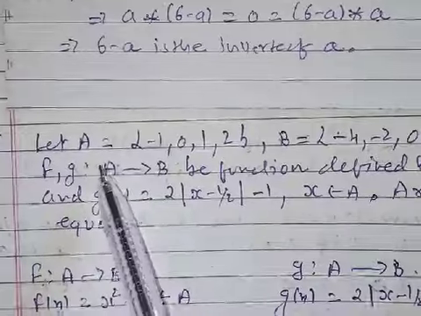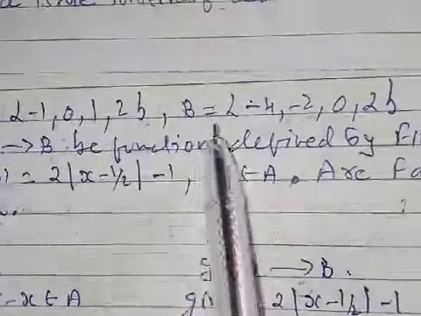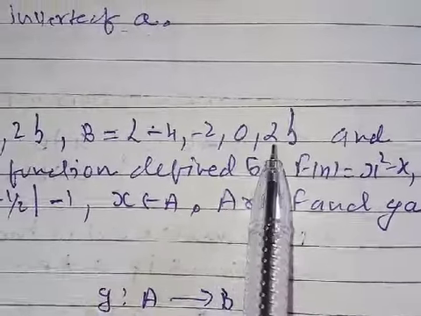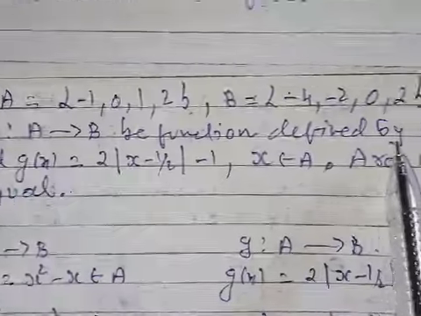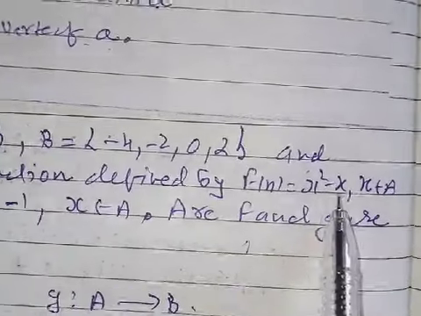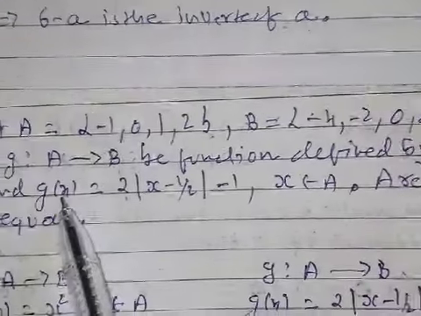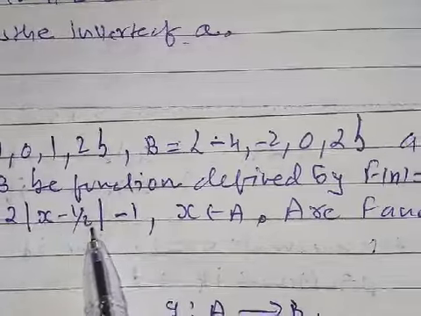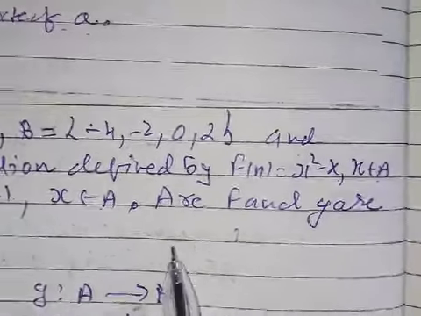Question number 15. Let A = {-1, 0, 1, 2} and B = {-4, -2, 0, 2}, and let functions f and g from A to B be defined as f(x) = x² - x for x belongs to A, and g(x) = 2|x - 1/2| - 1 for x belongs to A. Are f and g equal or not?